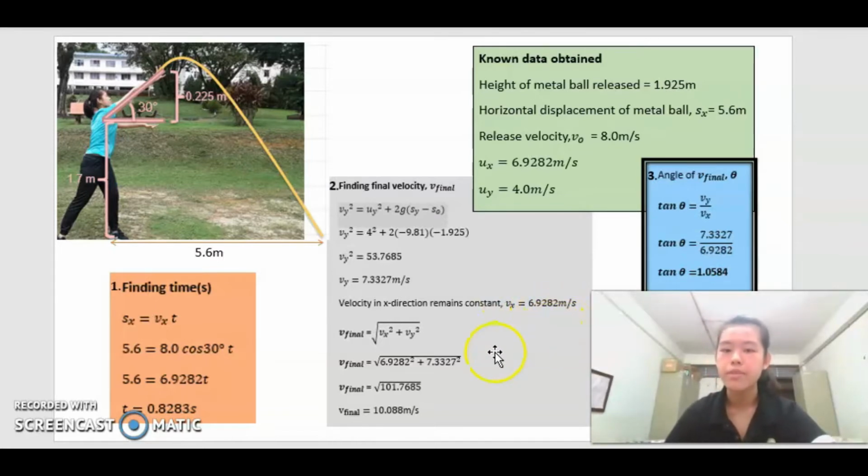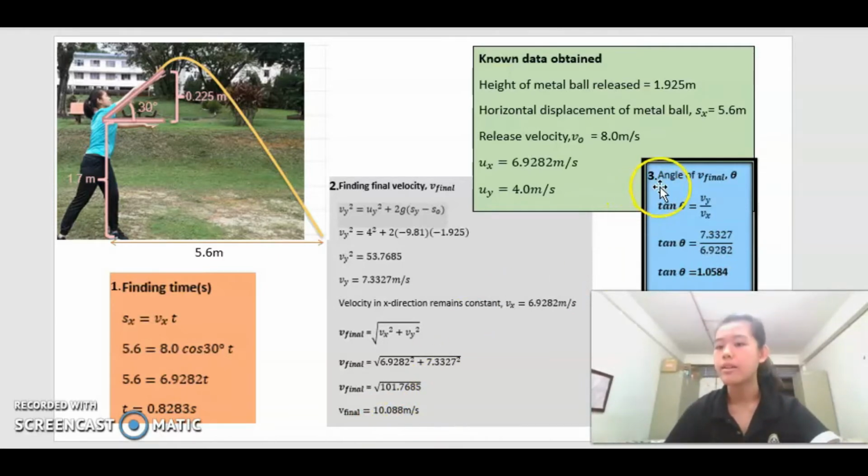6.9282 meter per second. So since we have the final velocity of the x component and the y component, we can calculate the final velocity by using this formula. So the final velocity is equal to 10.088 meter per second.